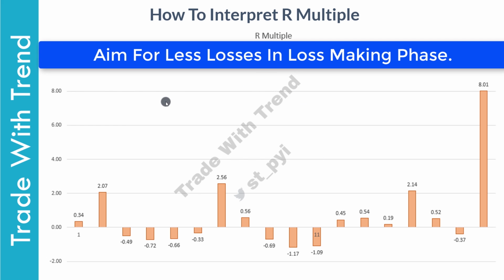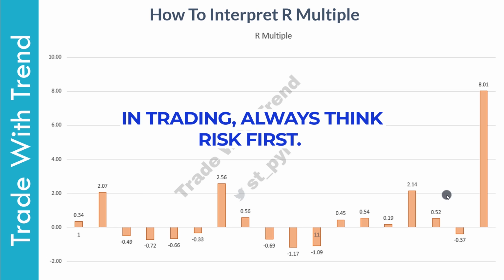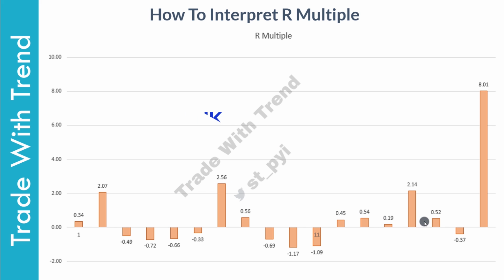In this example, R multiple, if you see during loss-making trades, is between minus 0.49 to minus 1.17. If you look at the profitable trades data, most of the R multiple data ranges between 0.34 to 0.52. There are just 3 trades that you can see here that have R multiple above 2. And then there is this one trade that has R multiple of 8.